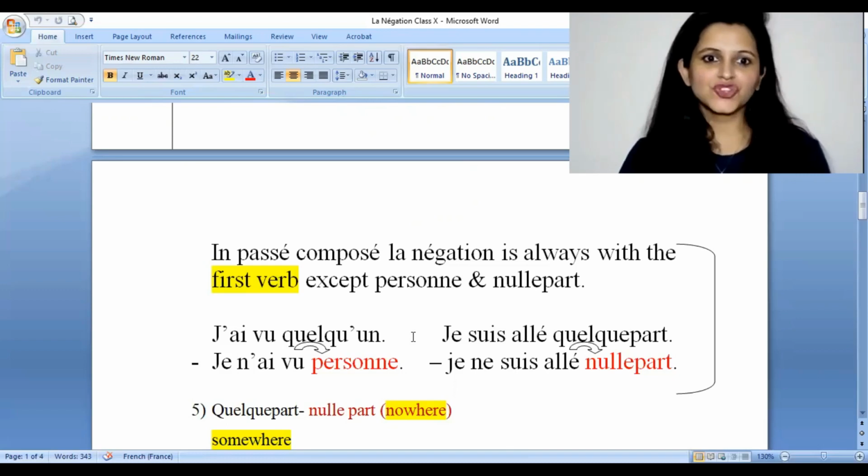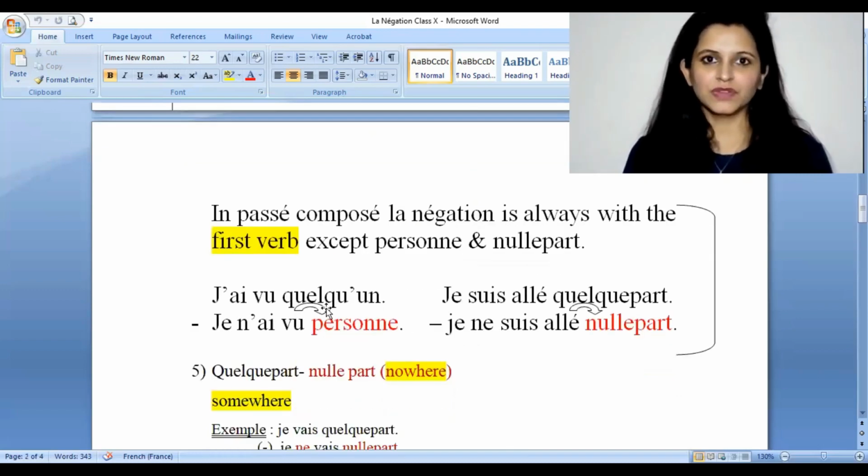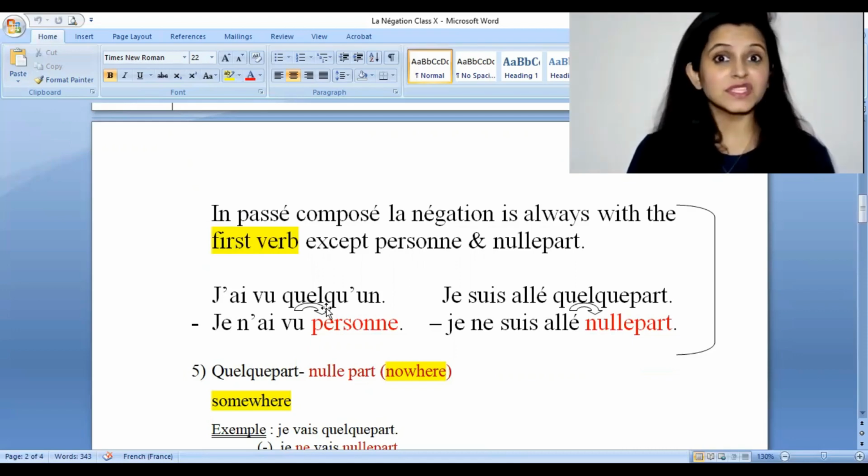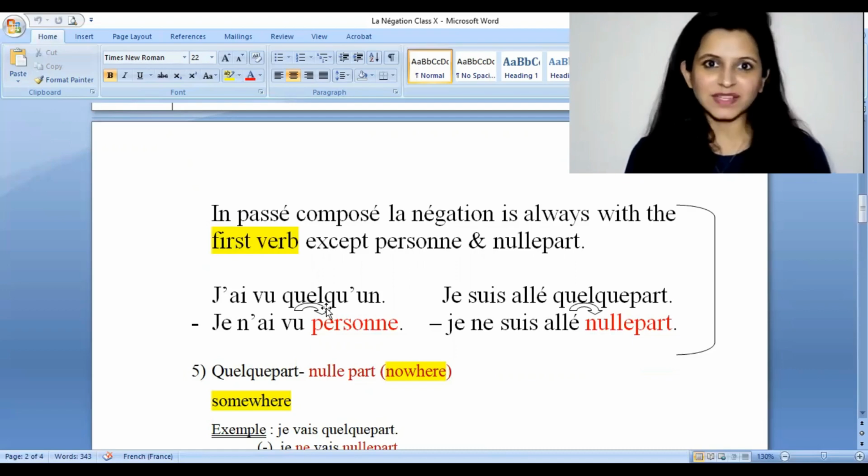So let's see. Now the first example is j'ai vu quelqu'un. I saw someone. So negative will be in the past. It will be after the past participle. So how will you do that? Je n'ai vu personne. Similarly, the next example, je suis allé quelque part. Quelque part, somewhere. I went somewhere. So how will you make negative? Je ne suis allé nulle part. It will be after the past participle.